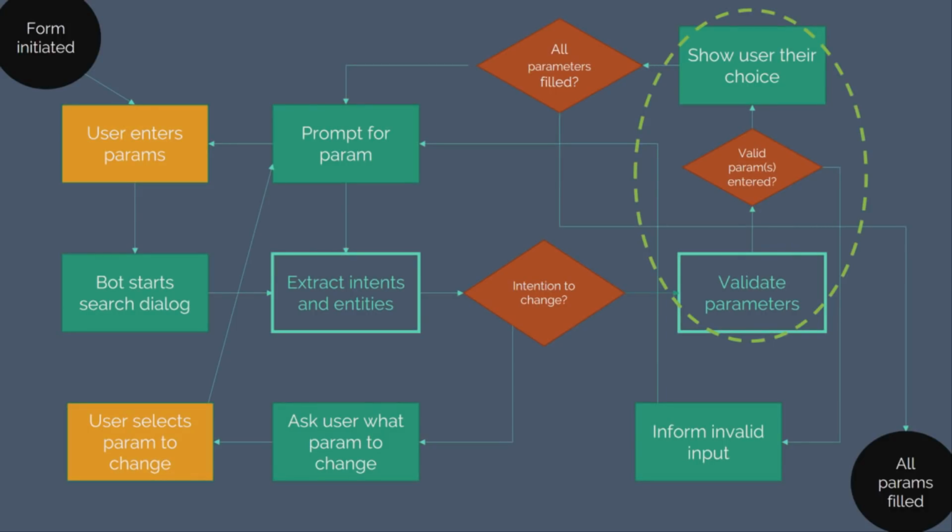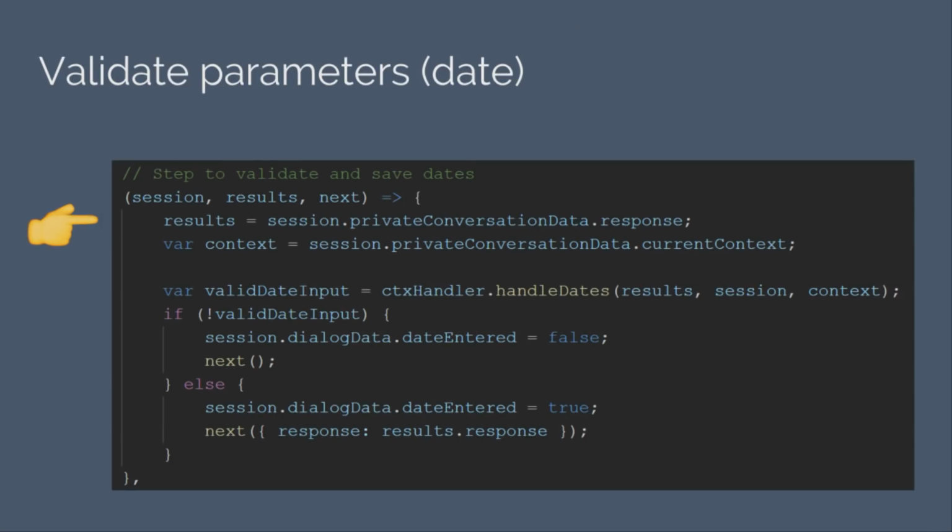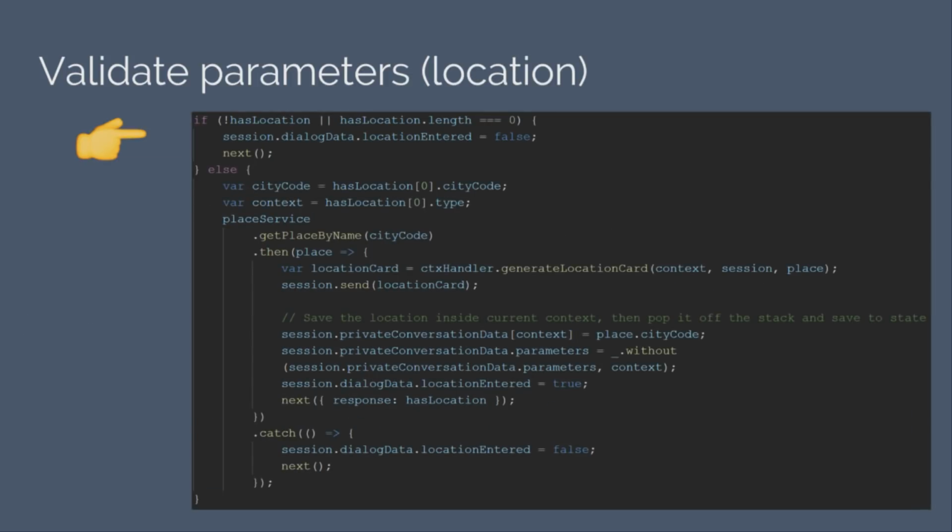OK, so going on to validating parameters, what you want to do is get the current context, and then you handle the user's date input based on the current context. For example, if the user gives you a single date, like 30th of January, then you have to match it to your current context to actually find out what they're talking about. If there's no valid date input, then you just save that into the state.